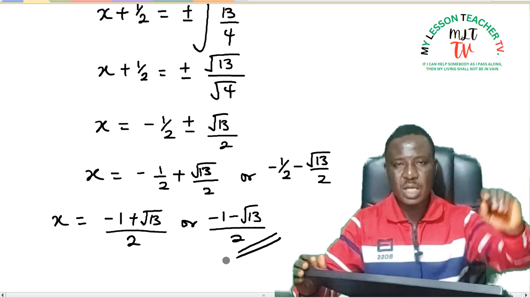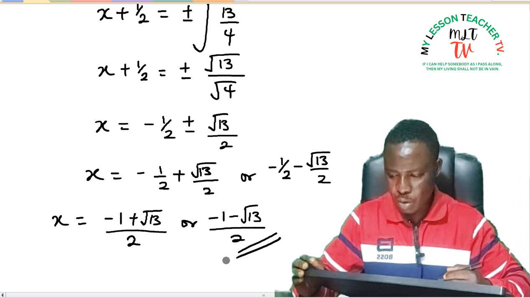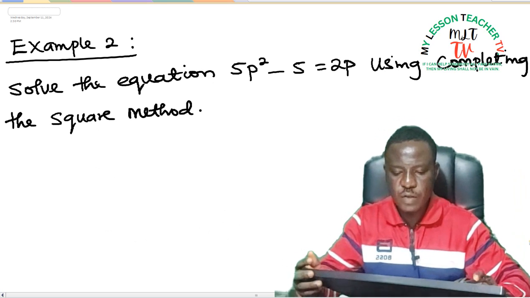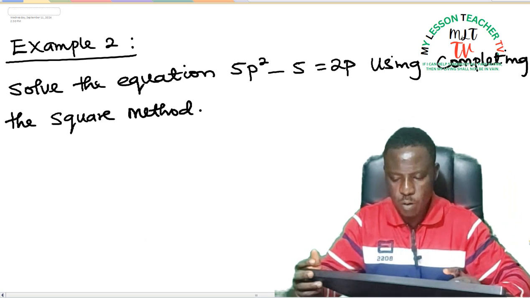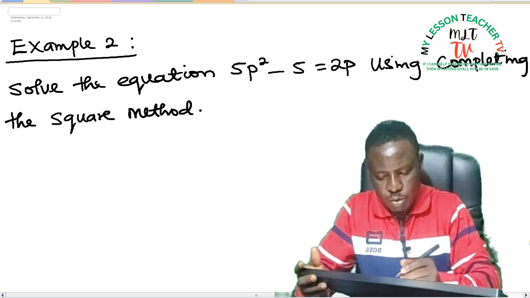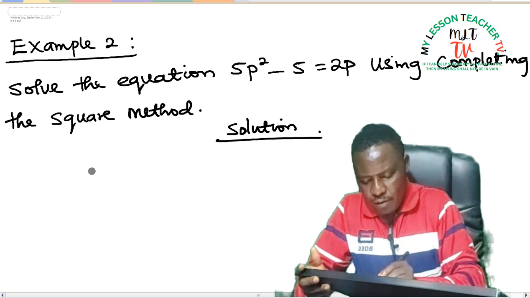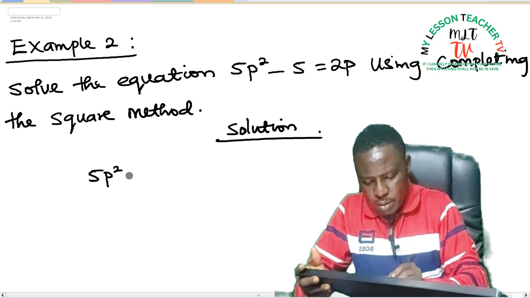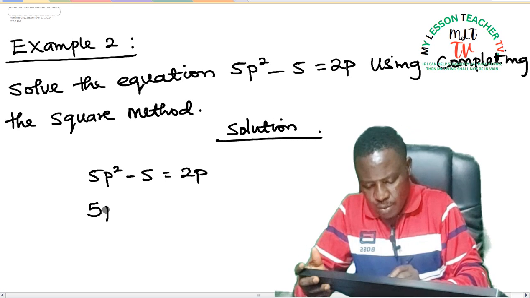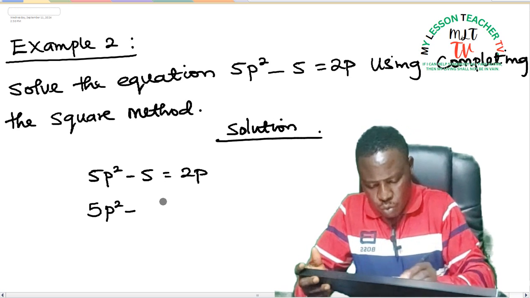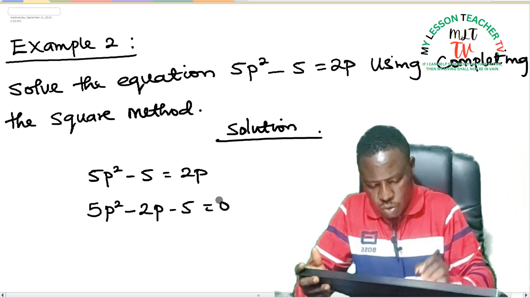I will take 2 more examples so that you understand the completing the square method more. Example 2: we are asked to solve the equation 5p squared minus 5 is equal to 2p using the completing the square method. So I'm going to simplify this. Solution. We have 5p squared minus 5 is equal to 2p. This is 5p squared minus, when you take it to the other side, minus 2p minus 5 is equal to 0.